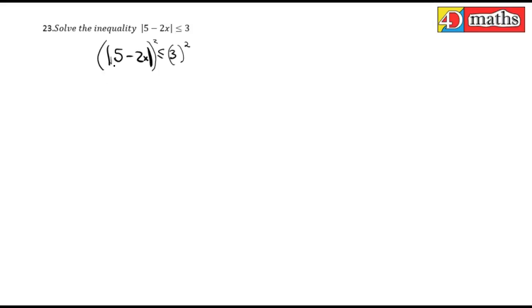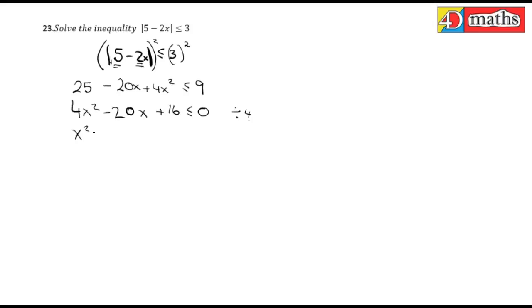So the quick way of squaring: square the first, multiply the first by the second, multiply by 2, so that would be 10x, so that would be 20x, and square the last, plus 4x squared. That's less than or equal to 3 squared, which is 9. So organize it: 4x squared minus 20x. Bring the 9 across, put minus 9, so 25 minus 9 is 16. Divide everything by 4.